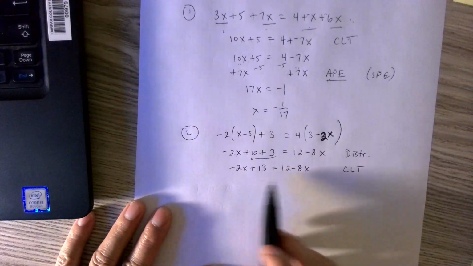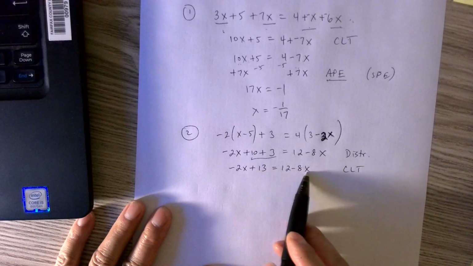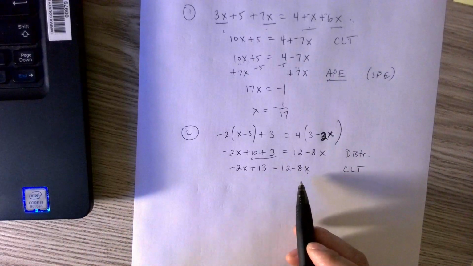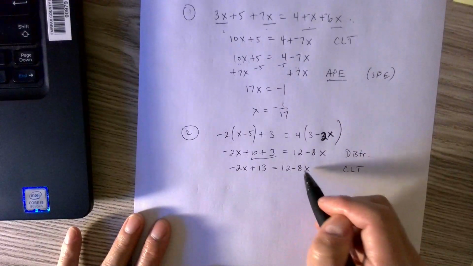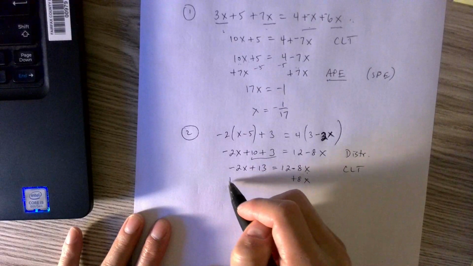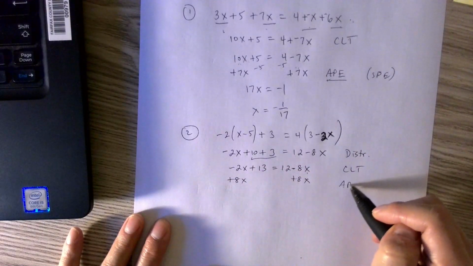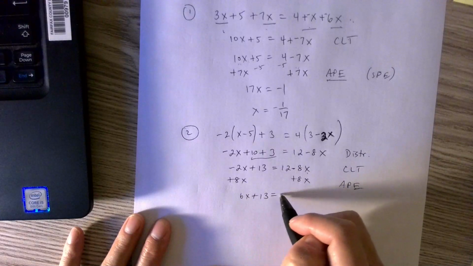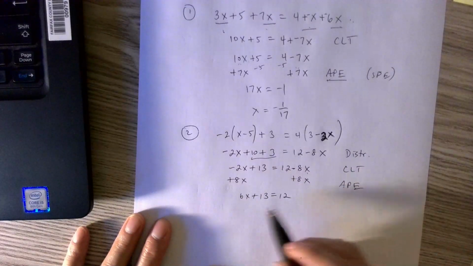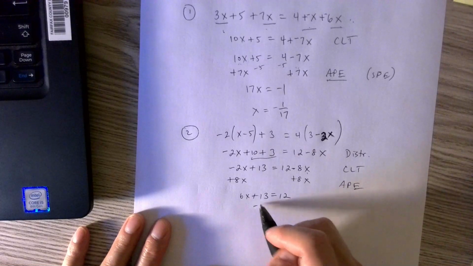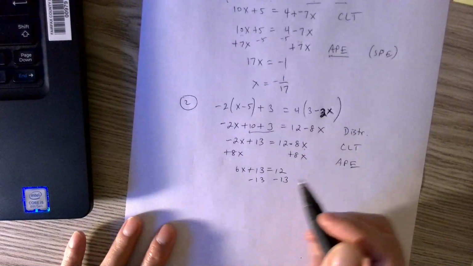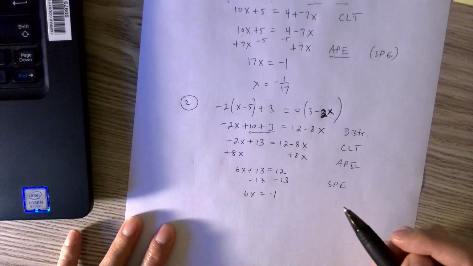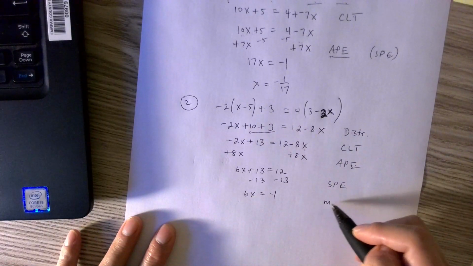Okay, now there's nothing to do but get my x's on one side. So remember, I use APE or SPE to do that. This is a negative 8x, so I'm going to add 8x to both sides. And now I have a basic two-step equation. SPE. And then DPE.